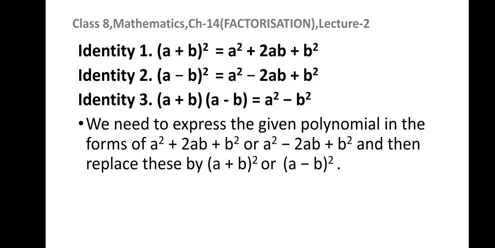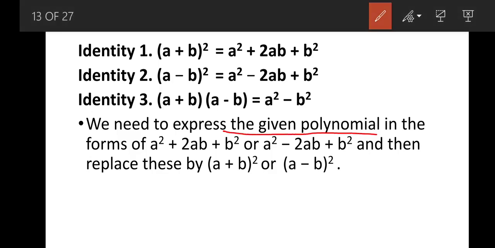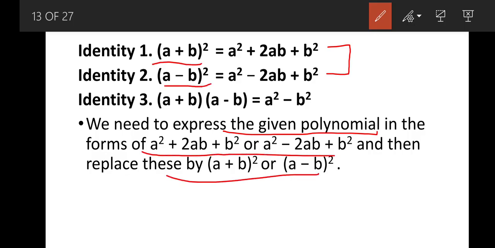Now, we need to express the given polynomial in the form of these terms on the right hand side. So, we need to express the given polynomial in this form and then replace it by this form, (a plus b) whole square or (a minus b) whole square.